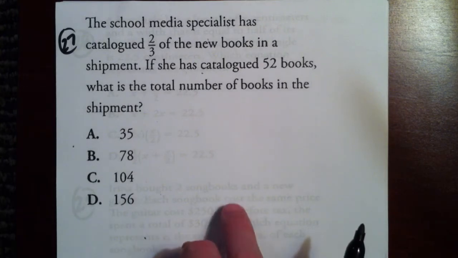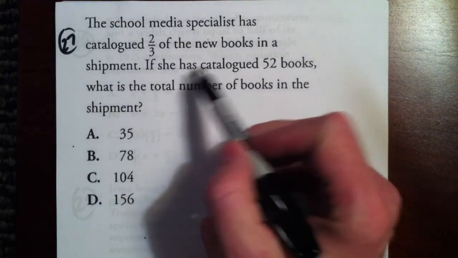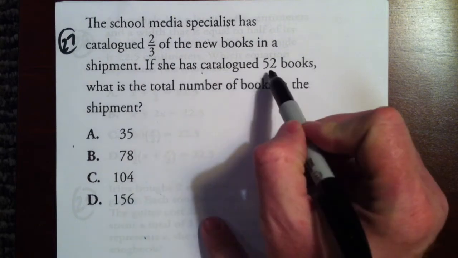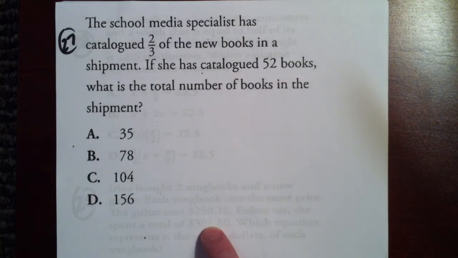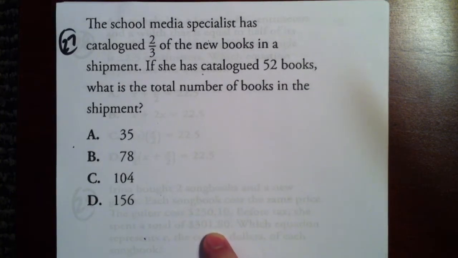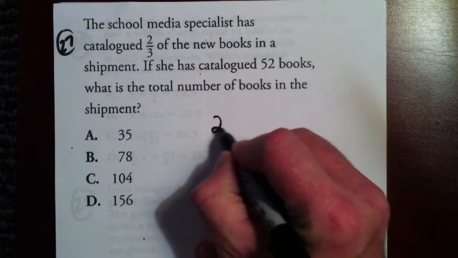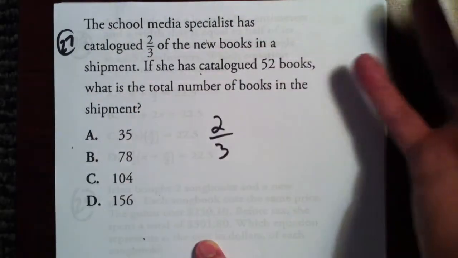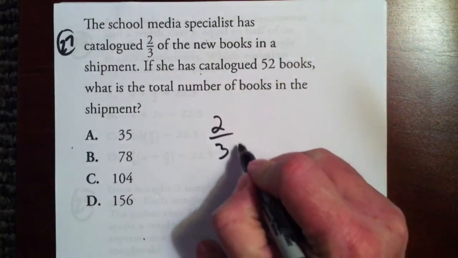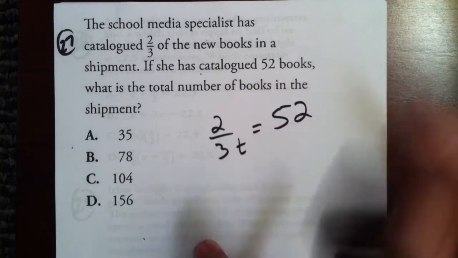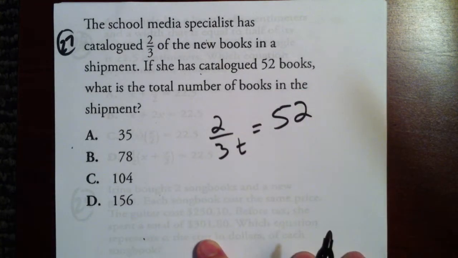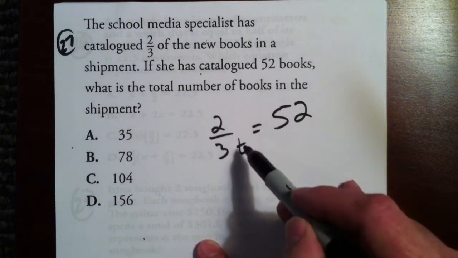The school media specialist cataloged 2/3 of the new books in the shipment. If she has cataloged 52 books so far, what is the total number in the shipment? Well, we're going to end up with 2/3 of some total. Let's say T. 2/3 of the total equals 52 books. Okay. Well, now we have to solve for T.